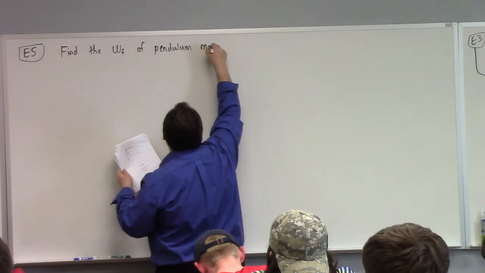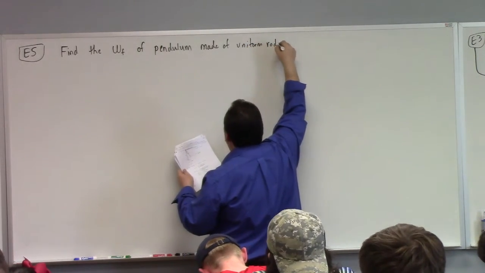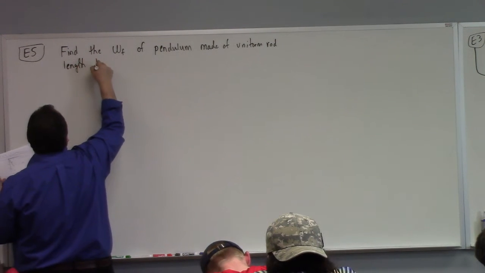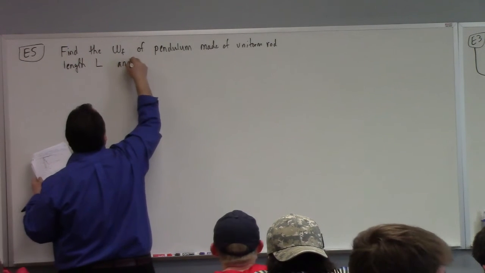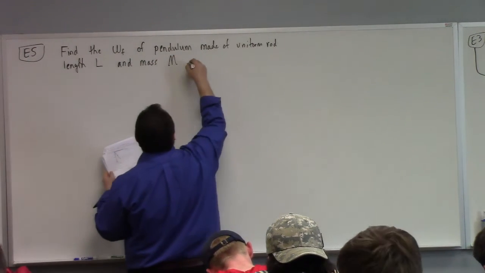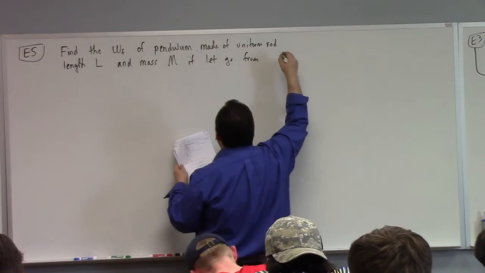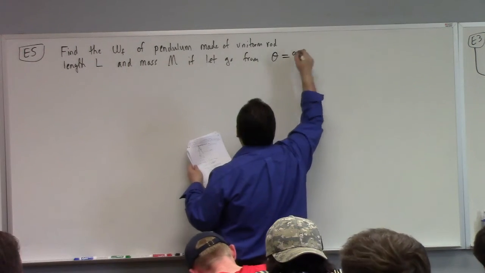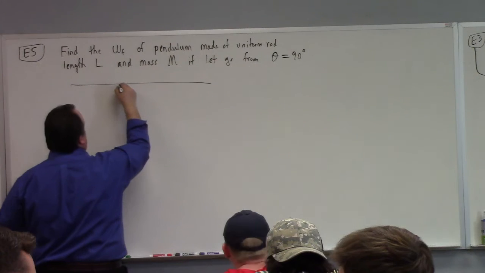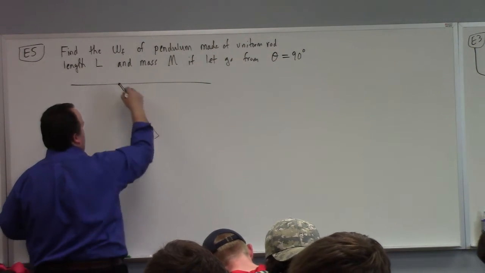Pendulum made of a uniform rod, length L and mass M, if let go from theta equals 90 degrees. All right, so let me draw a picture. So here's the pivot point, and here is the rod, that was supposed to be uniform, I tried.